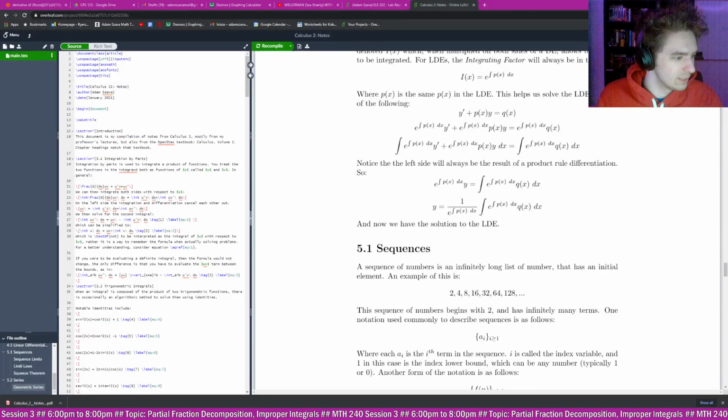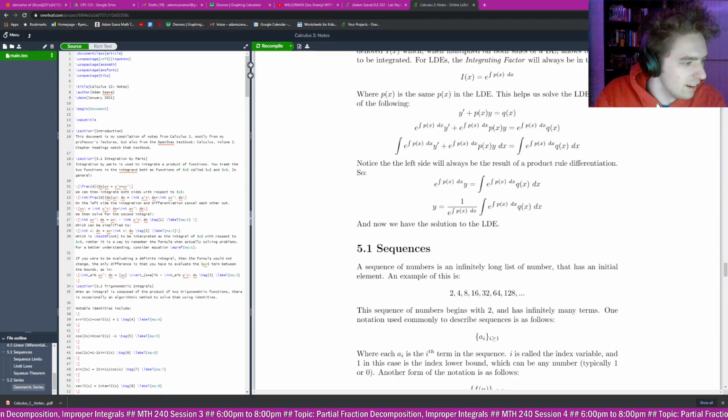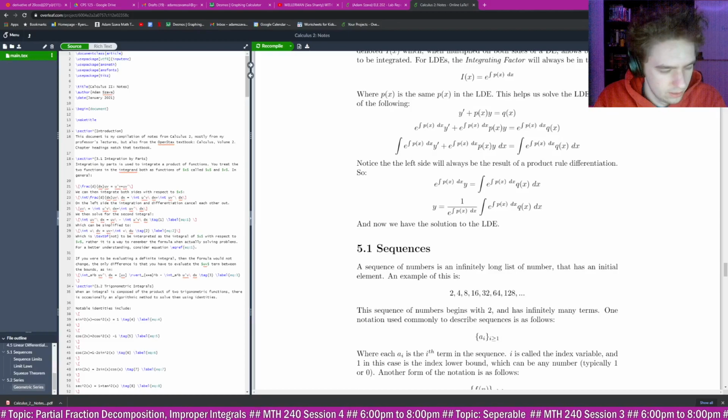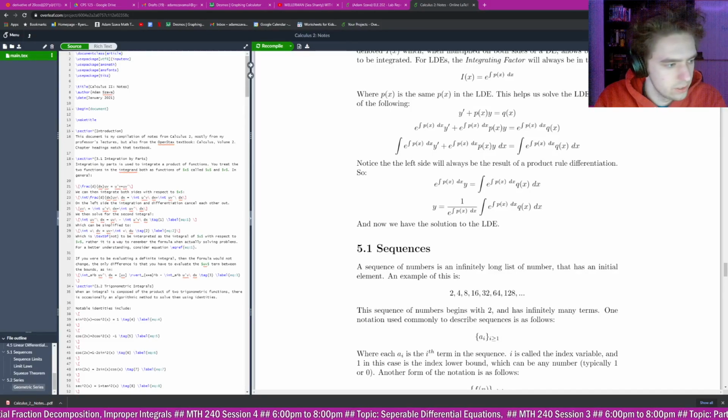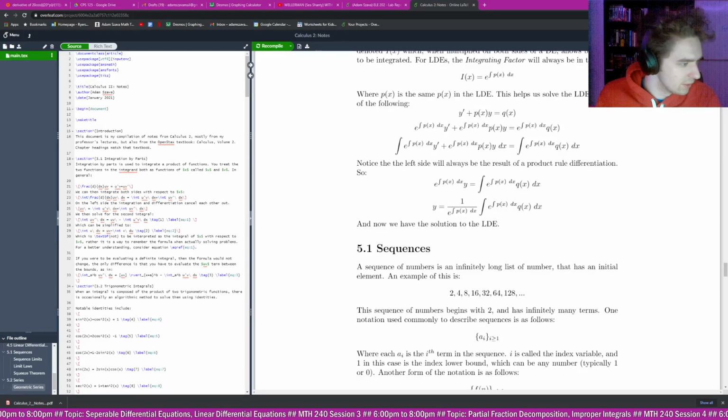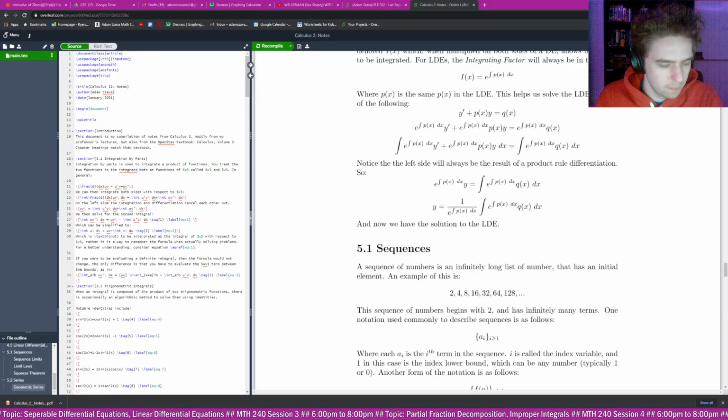And I just realized something. I did not edit the scrolling text on the bottom of my thing, so hold on, give me 1 second. We're going from 6 to 8 p.m. Number 4. This definitely is worthwhile content. And the topics are separable differential equations and linear differential equations. Technically first order, but that's okay. And I do realize that the text says something wrong there still.